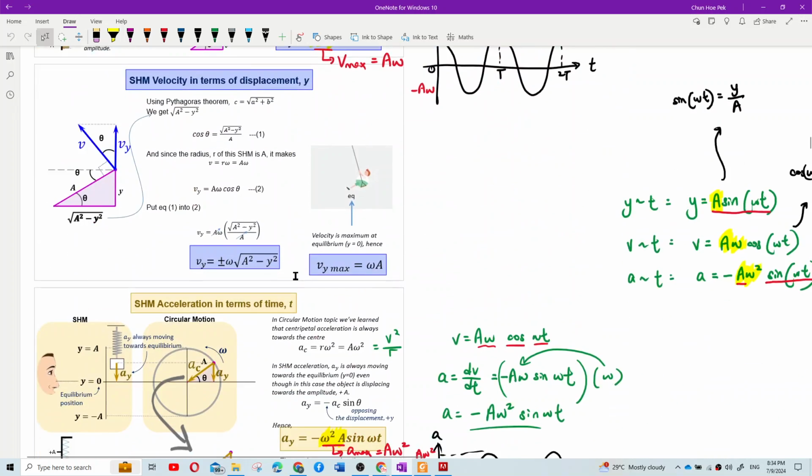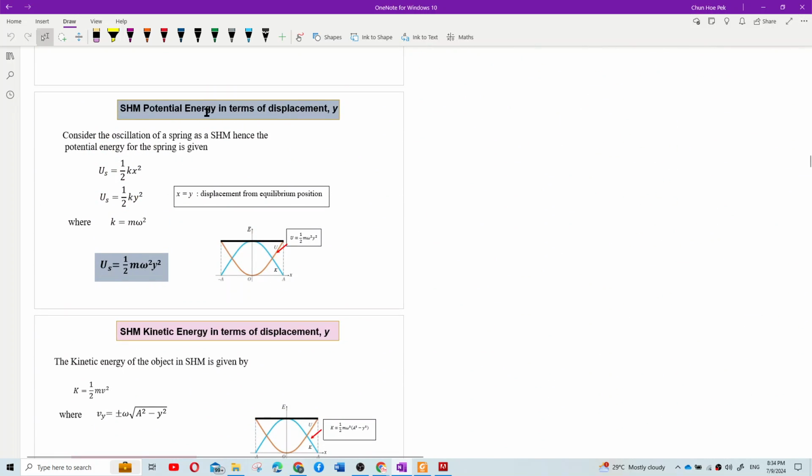Okay, so that's why we're going to learn about potential energy and kinetic energy. Remember? Where is the potential energy? It's the elastic potential energy stored in the spring, not about gravity. But that is for the spring mass system. If it is a simple pendulum, then it's gravity. For the spring mass system, it is elastic potential energy.